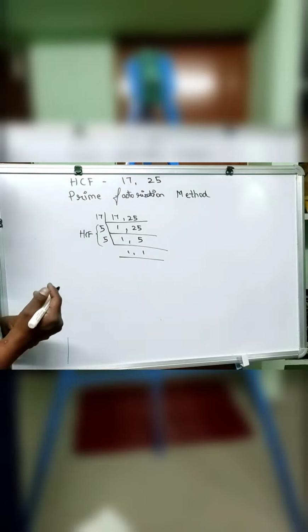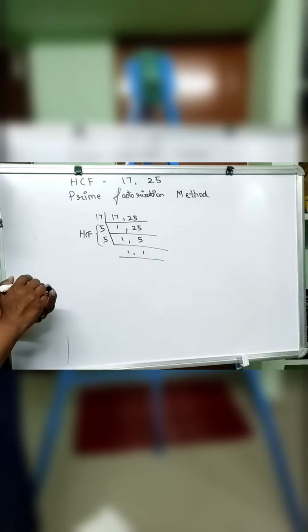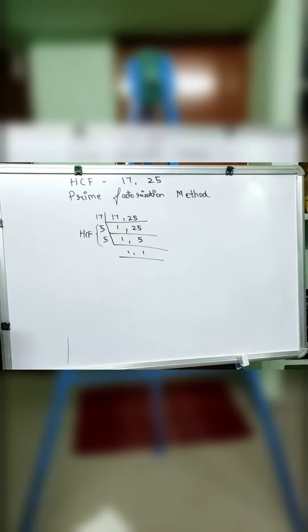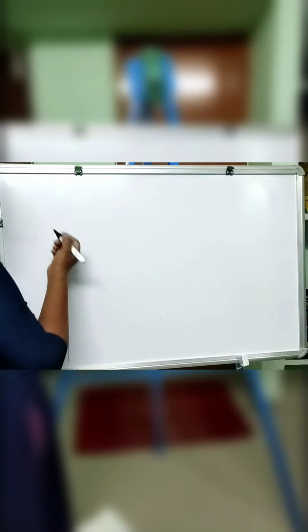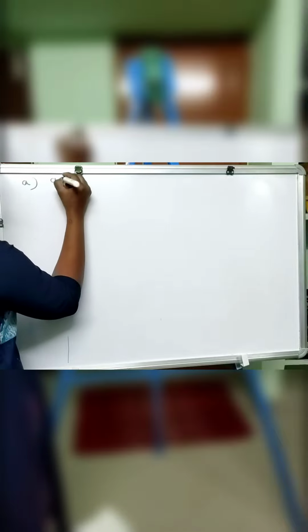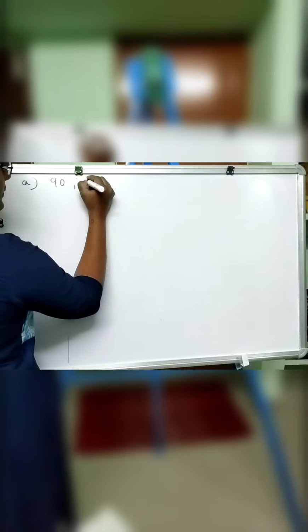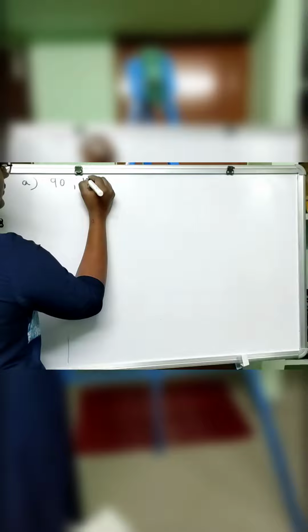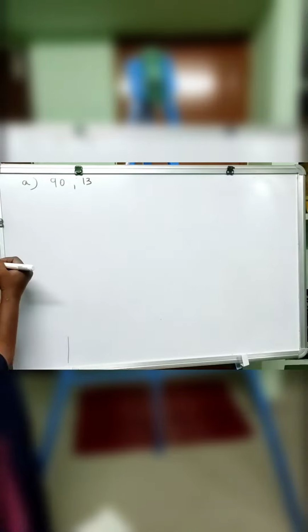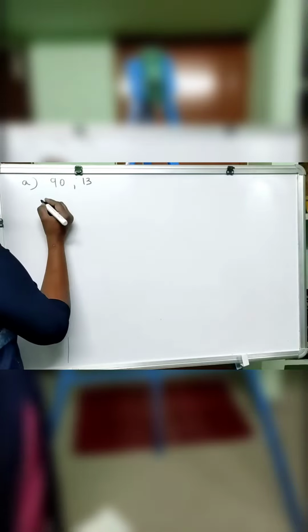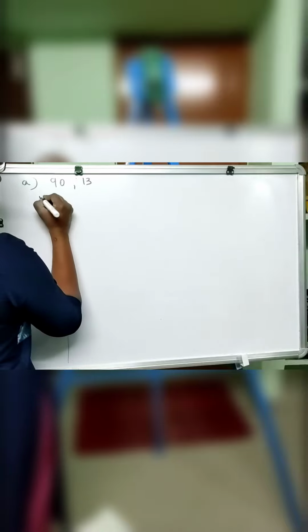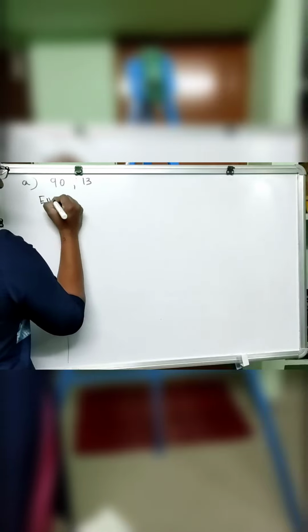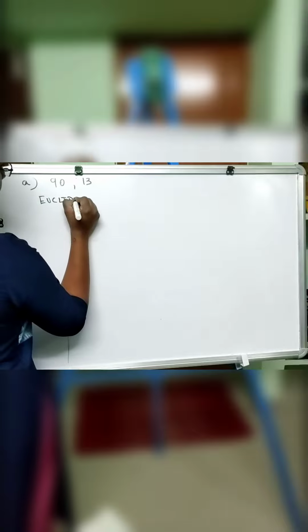Now we'll solve a few sums for both Euclid's division lemma, what he said, and the prime factorization method. We'll go with a few practice sums. Say for example, I have 90 and 30. Okay, let's try to solve by both Euclid's pattern and the prime factorization method.